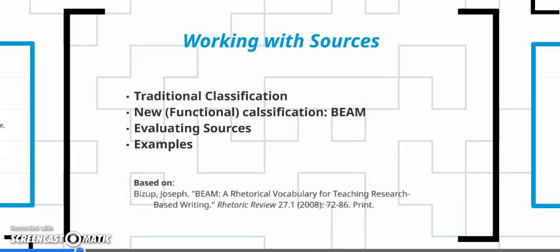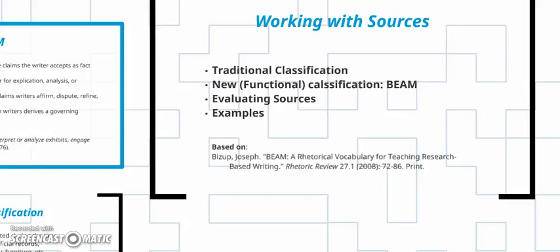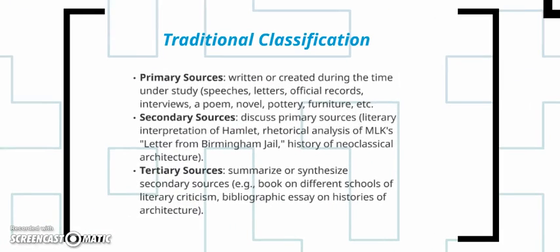Okay, let's move on to the first topic, traditional classification. These are terms that you've probably already seen before. The traditional way of thinking about sources is as primary, secondary, and tertiary. The primary sources include basically documents that are looked at for their own sake. These are written or created during the time under study. These would be speeches, letters, official records, interviews, a poem. Can even be artifacts like pottery or furniture.